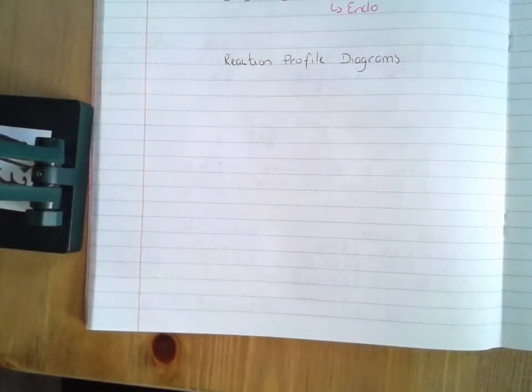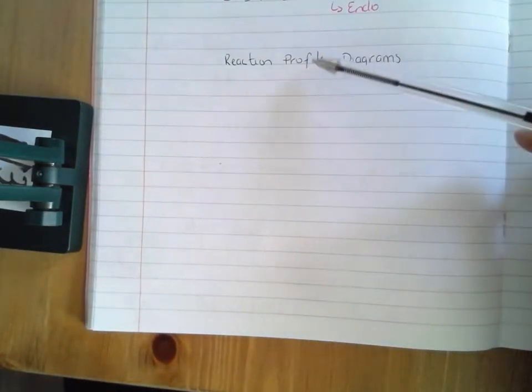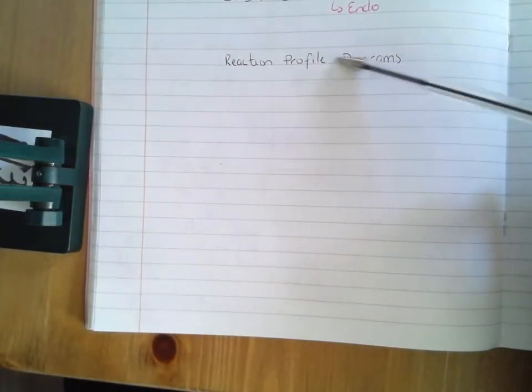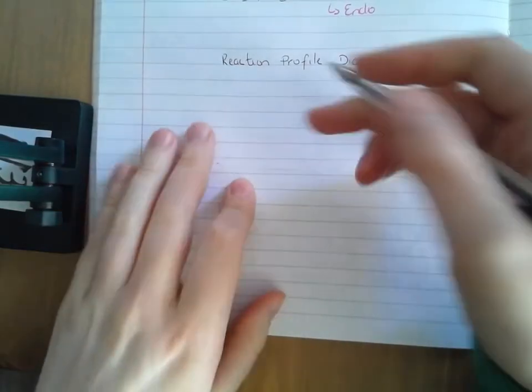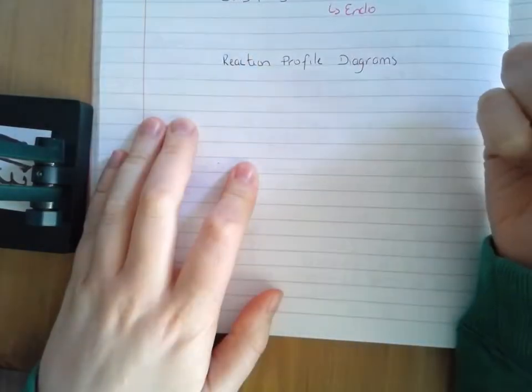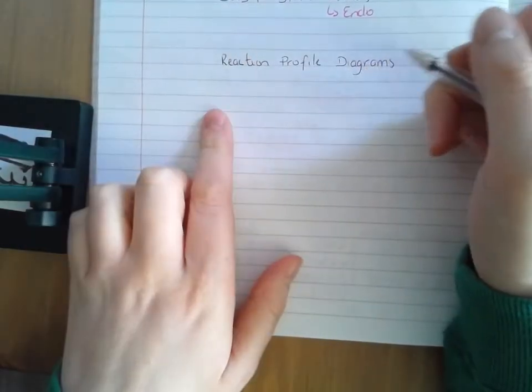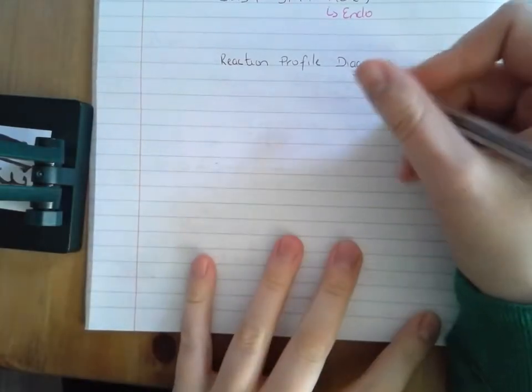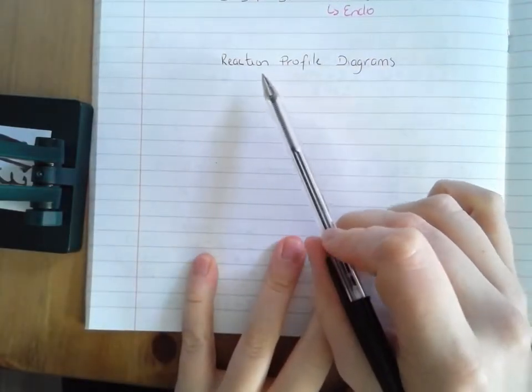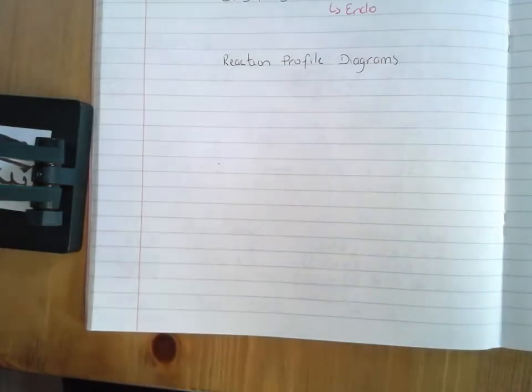The final part of the energy changes topic is reaction profile diagram. So that's going to be the title for today. And as we have seen, we have got two different types of reaction. We've got an endothermic reaction and an exothermic reaction. So we are going to have two different reaction profile diagrams.